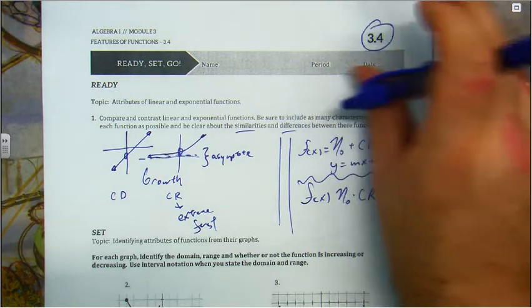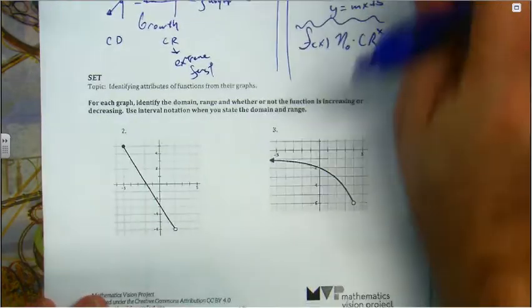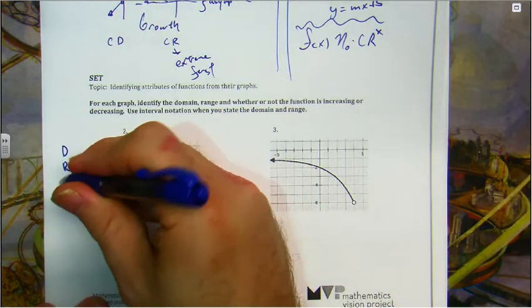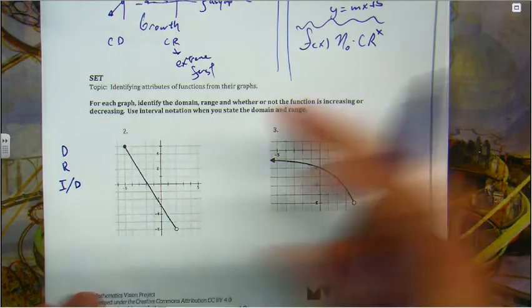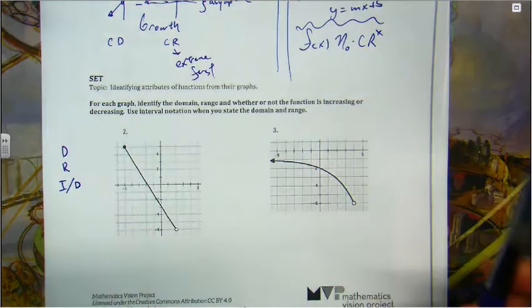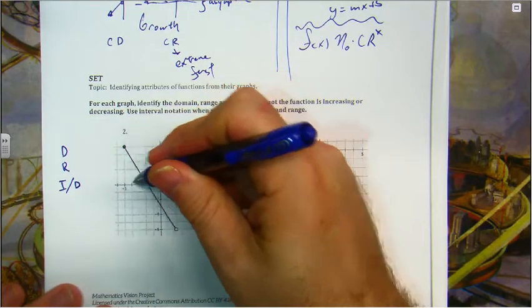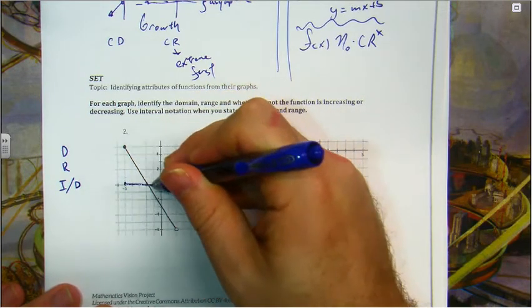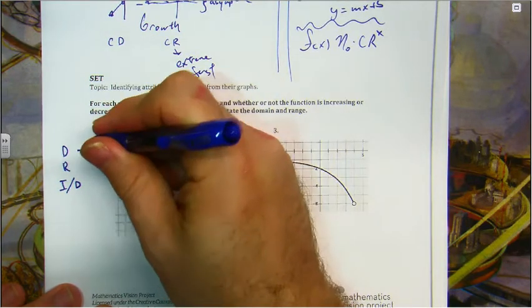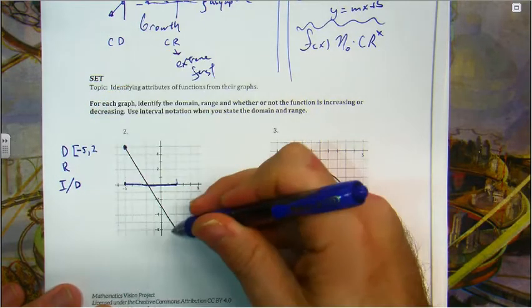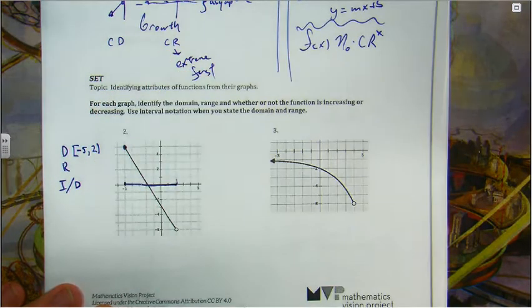For the set part, it wants us to use each graph to identify the domain, the range, increasing or decreasing, and then it wants us to use interval notation when we talk about this. So for domain, we're always thinking about all possible x values. So this is our x-axis, and we see -5 is the start. There's nothing less than -5, and it continues on till about 2. So it goes from -5 to 2. -5 is included, we know, because it's a solid mark. But here it's an open circle, so that means it's going to be a parentheses, because it doesn't exactly reach 2. So that'll be our domain.